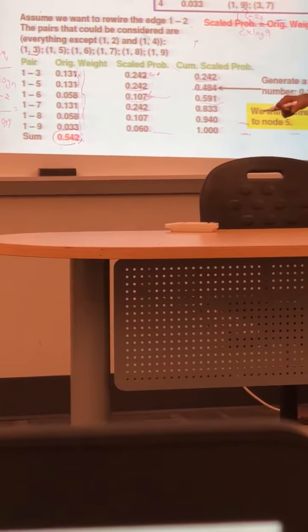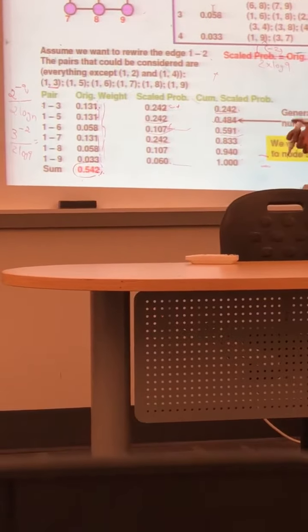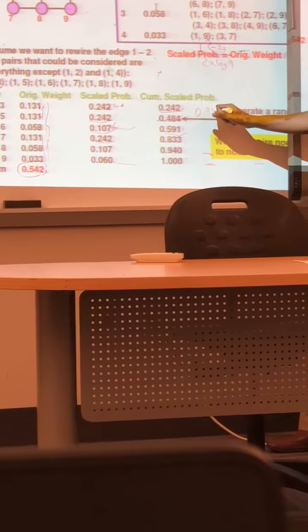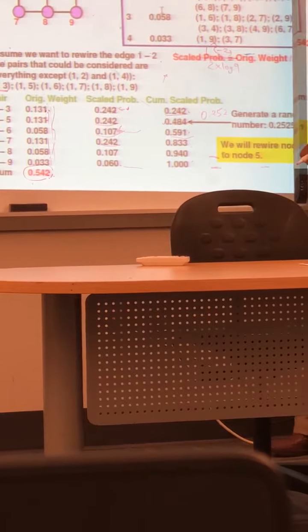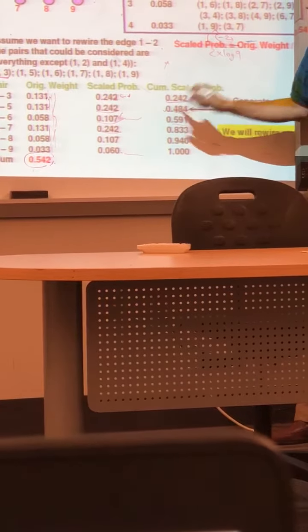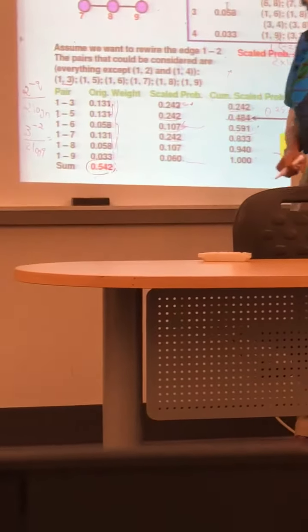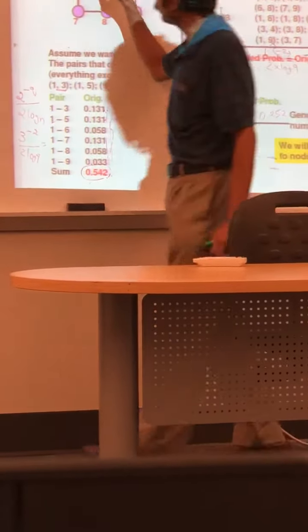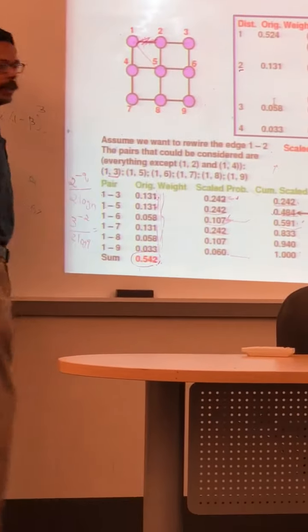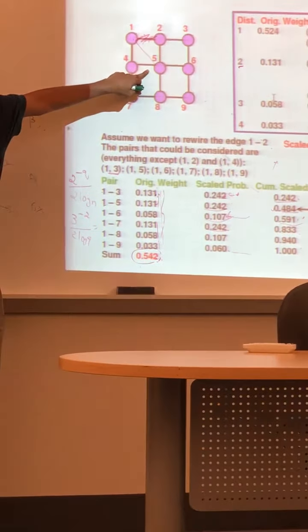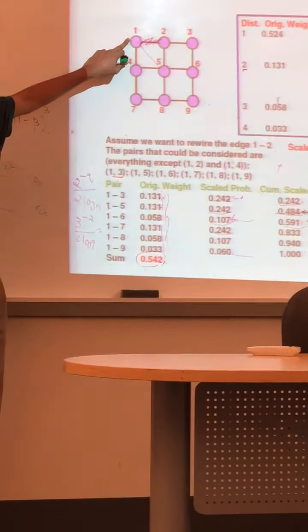Is that clear? So then what you do? Just pick a random number. In this case I get, say, 0.252 as my random number. So the closest and largest value is 0.484. That means the pair 1, 5 is going to be connected. So I'm going to break the edge 1, 2 and connect 1, 5. You see now the vertex 5, which was relatively closer to 1, gets the new edge.